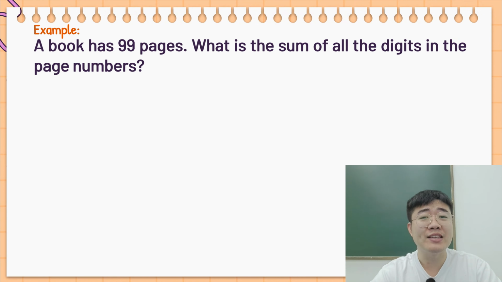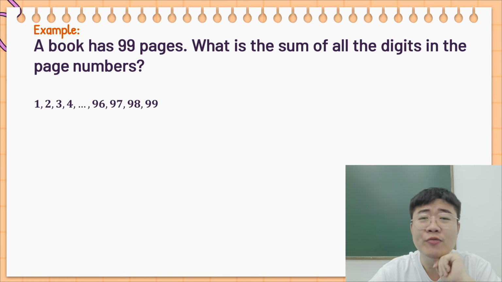Now the book has 99 pages. What's the sum of all the digits in the page numbers here? So 99 pages, it will be from 1 to 99. So let's think. Of course, we can find them one by one, but that will be too tedious here. So is there a faster way of finding the sum of digits here?